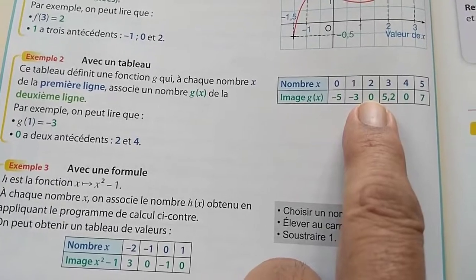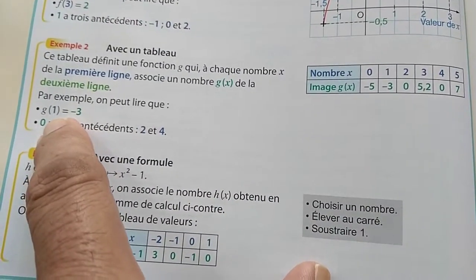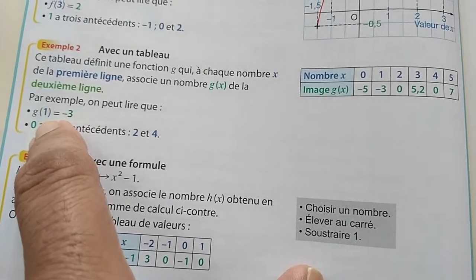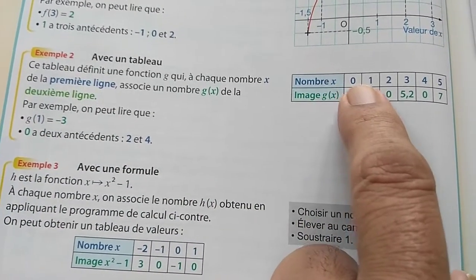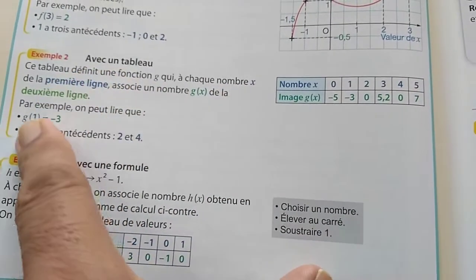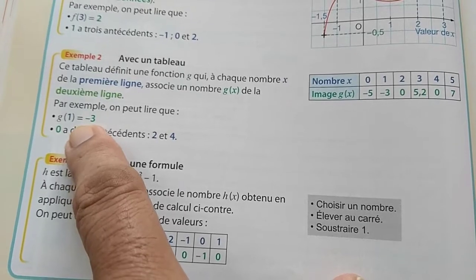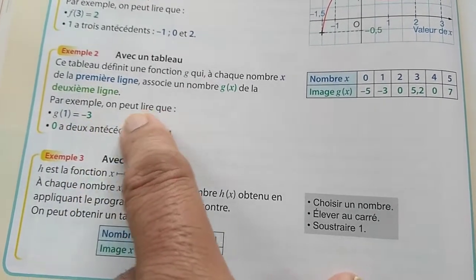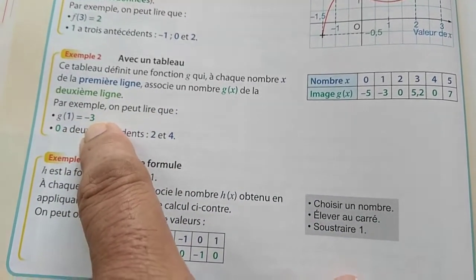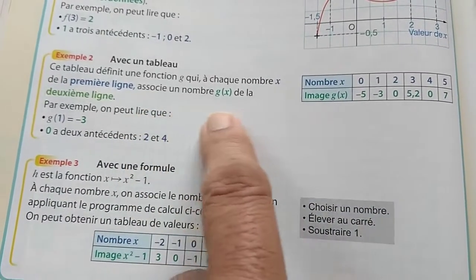Okay. So here if I say what is g de 8? You'll see there is no 8 here. So this function g is not defined for an input value of 8. Donc g de 8 est indéfini, is undefined, pas défini.